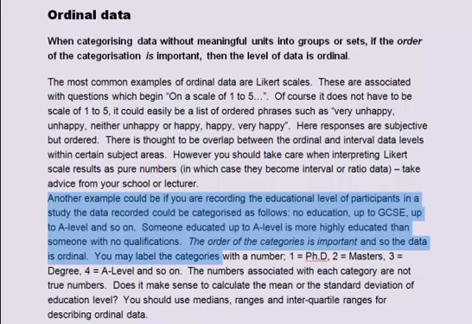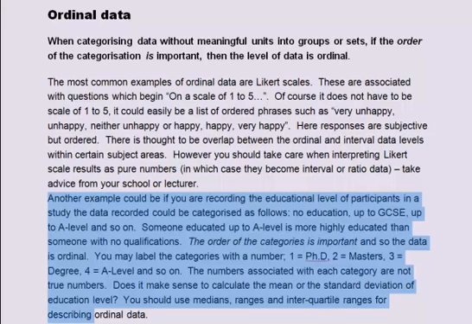You may label the categories with a number. 1 equals PhD, 2 equals Masters, 3 equals Degree, 4 equals A level, and so on. The numbers associated with each category are not true numbers. Does it make sense to calculate the mean or the standard deviation of educational level? You should use medians, ranges and interquartile ranges for describing ordinal data.